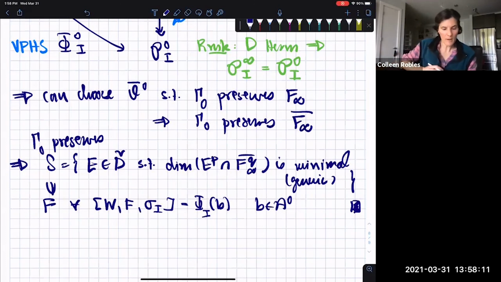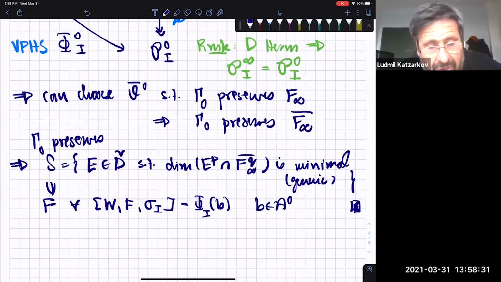Okay. So I think I'm about out of time, so I'll stop here, but I'll start with some consequences of this result and refinements next time. This is sort of the first structural result we need to get going. Thank you very much. Any questions?